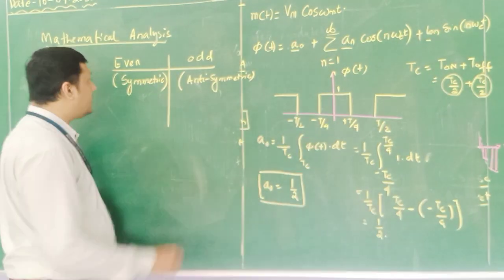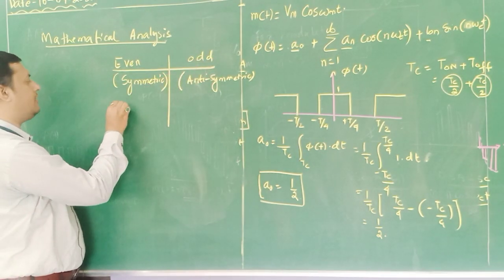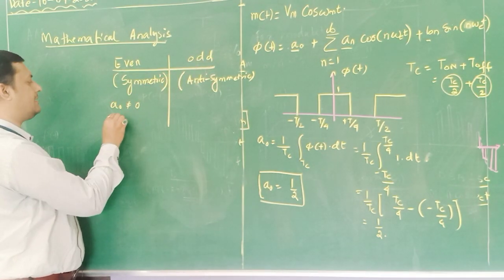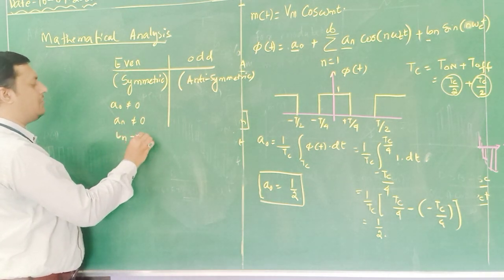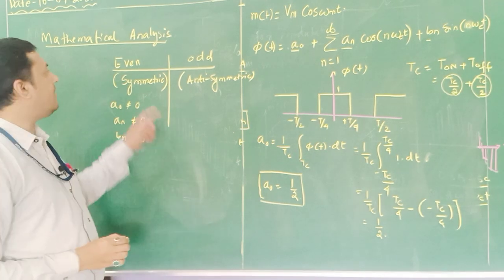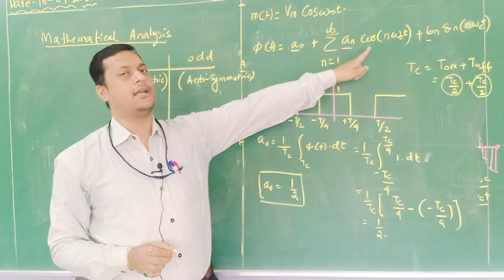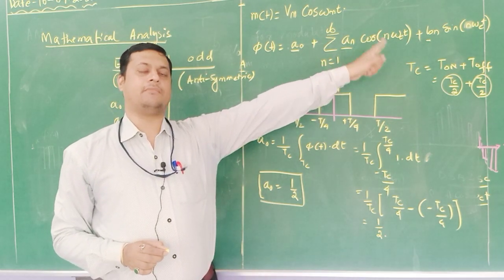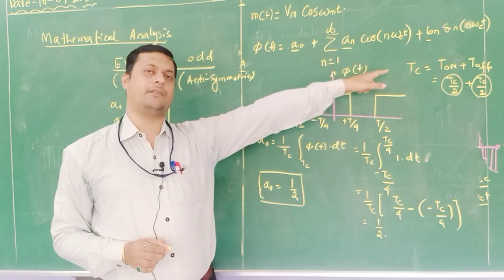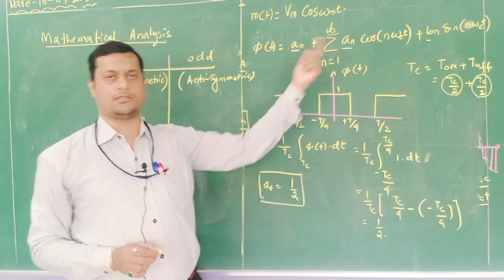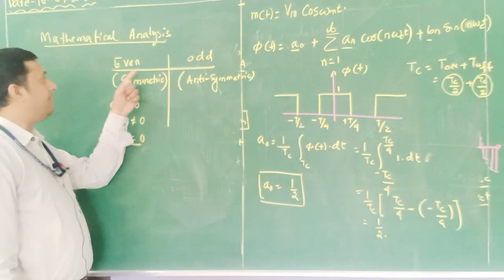Now, if it is even, out of these three components, your A0 will exist, An will exist, but Bn will not exist, because it is an even symmetry. Even means only cos term will exist, sin term is representing the odd part. So if it is an odd signal, sin term will be there. If it is an even signal, cos term will be available. So Bn component is 0 if it is even.